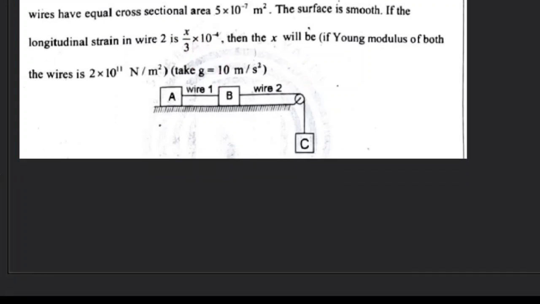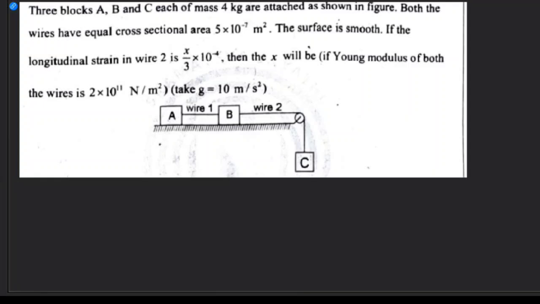Right? Clear? It is a combination of both NLM as well as the mechanical properties of solids. Let me solve the question.